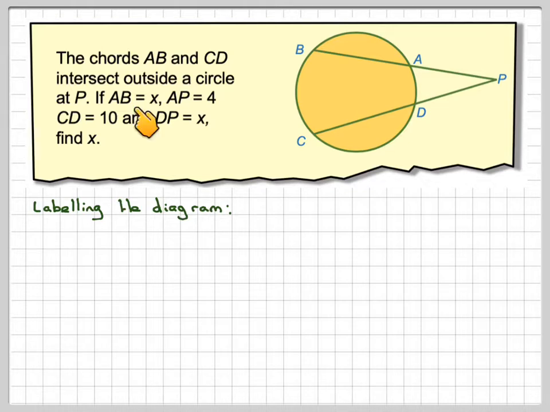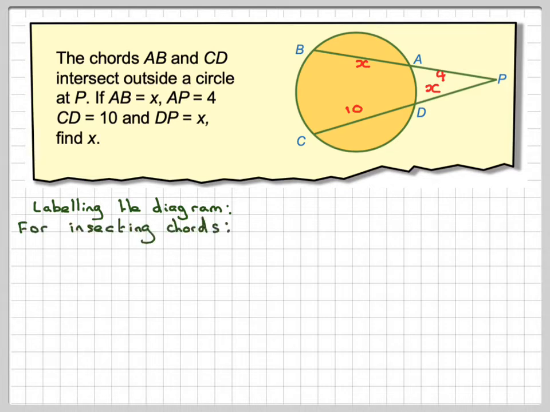So, going through these, AB is X, so this distance from here to here is X. AP is 4, so this distance here is 4. CD is 10. Don't worry, these diagrams are never drawn to scale. And DP is equal to X. Right, we've got to find X.